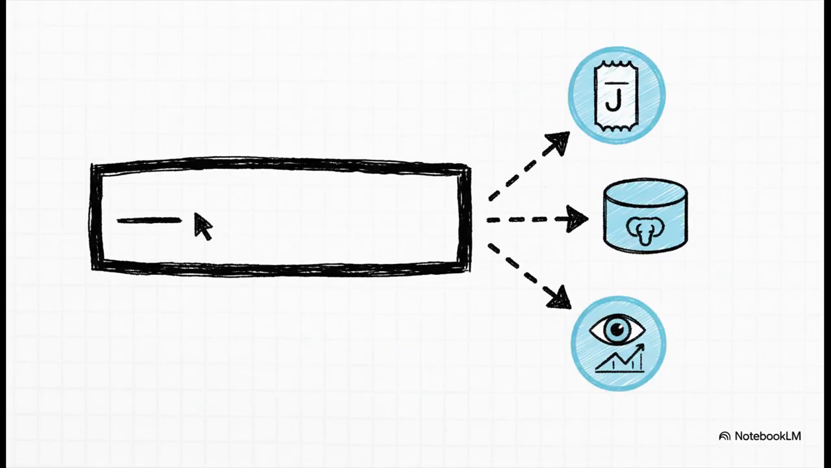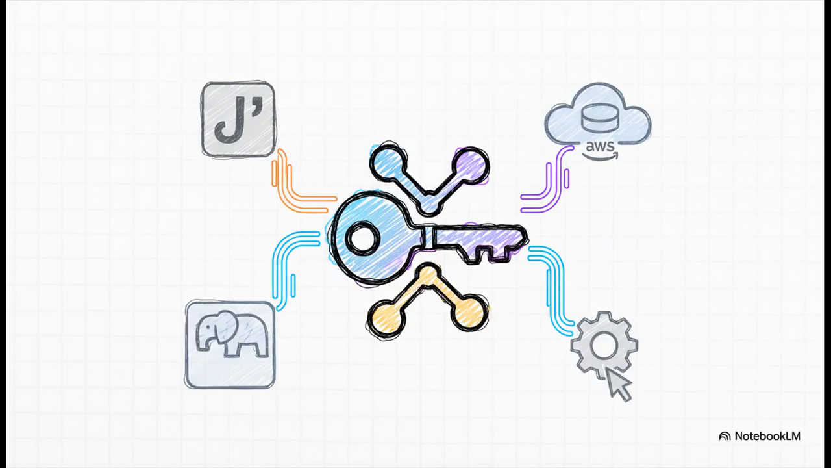Just picture this for a second. You type in a single prompt, and Claude Code doesn't just write some new feature. It also goes and pulls the requirements straight from a Jira ticket, queries your database for the right user data, and even checks Sentry for related errors in production. I mean, that sounds like science fiction, doesn't it? Well, guess what? It's not.